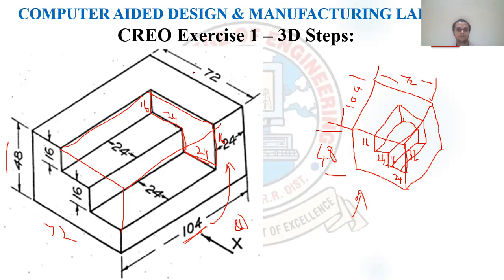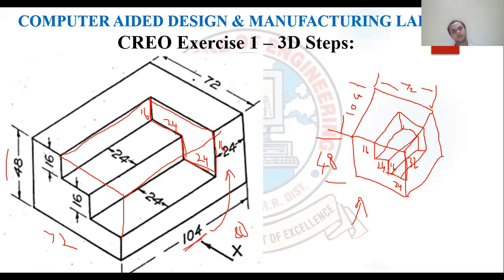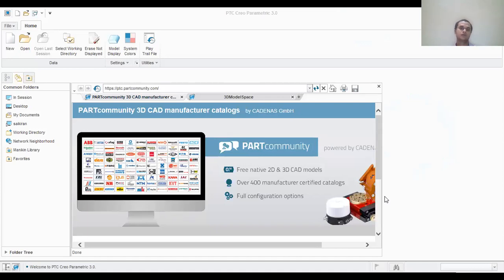I'm sharing the Creo Parametric software. You have to install the Creo Parametric software. After installing it, click on PTC Creo, which is the company PTC. You will find Creo Parametric with the version. I'm using version 3.0, but you can use any version, the latest version 6, and so on.